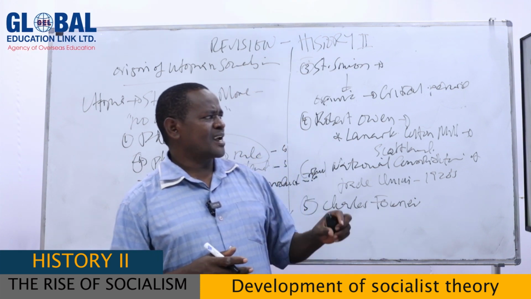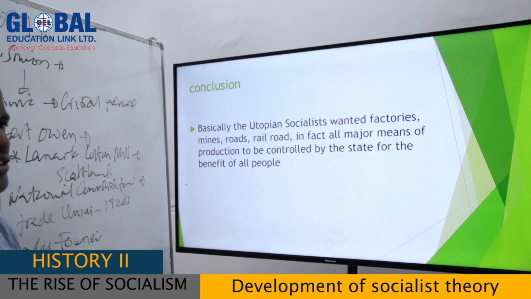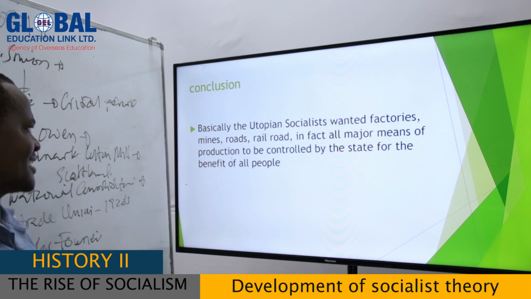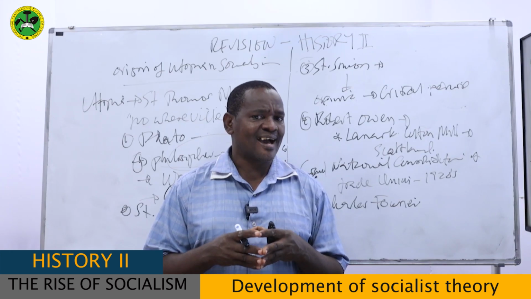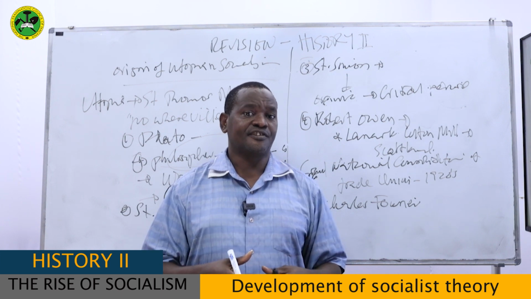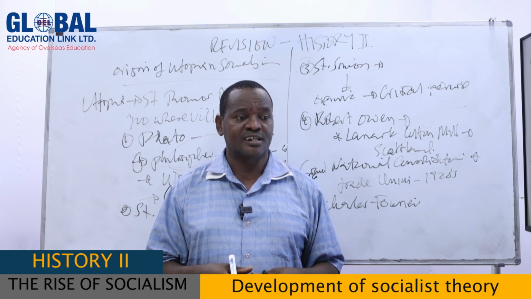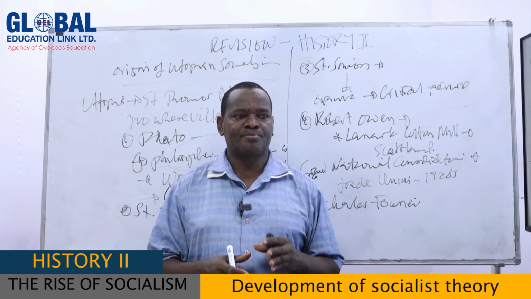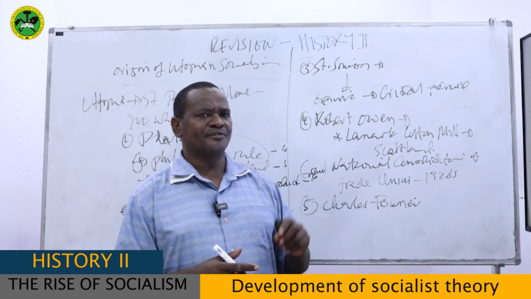My dear students, conclusion to this part: as you can see, basically the utopian socialists wanted factories, mines, roads, railroads, in fact all major means of production, to be controlled by the state for the benefit of the people. The only problem is how to attain their goal, how to make the state control all those things. This is probably what makes them utopian, because the processes which they followed to attain their goal could not really produce any positive impact. So, my dear students, let's now move to the features of utopian socialism.